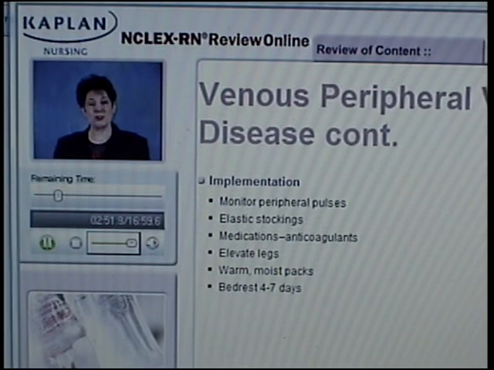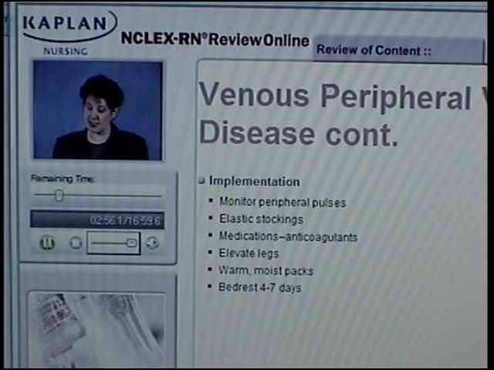They will use warm, moist packs, and you want to make sure that they check the temperature of the packs before applying them. And in the acute phase of a venous peripheral vascular disease, such as thrombophlebitis, the patient will be put on bed rest 4 to 7 days. Another type of venous peripheral vascular disease that is commonly seen is varicose veins.